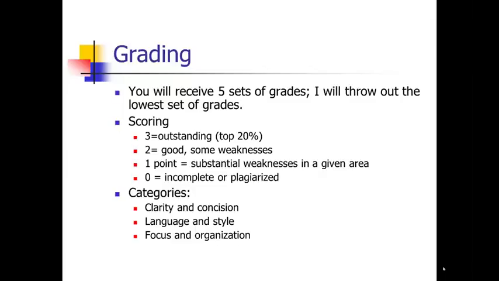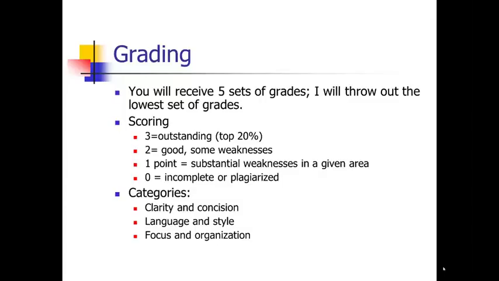And you will be scored on, and of course you will be scoring your peers on, a scale starting at 3 and going down to 0. So 3 is really going to be for the most outstanding papers, the top 20%, so about 1 in 5 papers. If they did a really, really good job on the particular category, you can score them as a 3. If they did a good job, but they have some weaknesses in that particular category, kind of more of an average, they're kind of average in the group, that would be scored as a 2. 1 point would indicate substantial weaknesses in a given area, that they really struggled with that particular category.